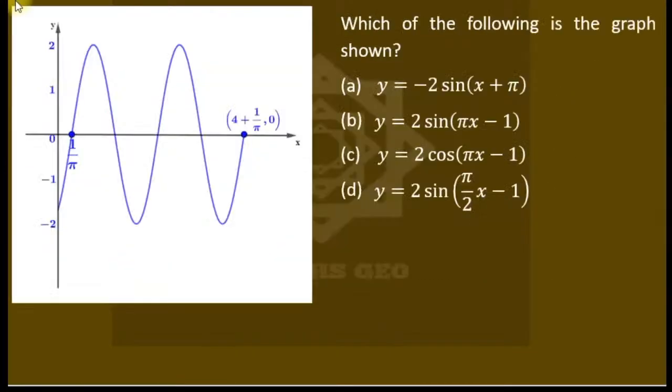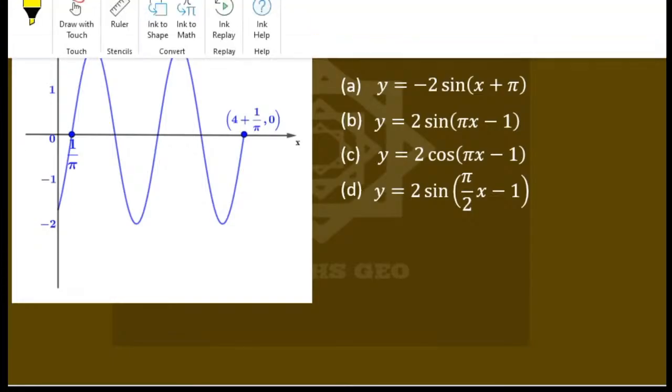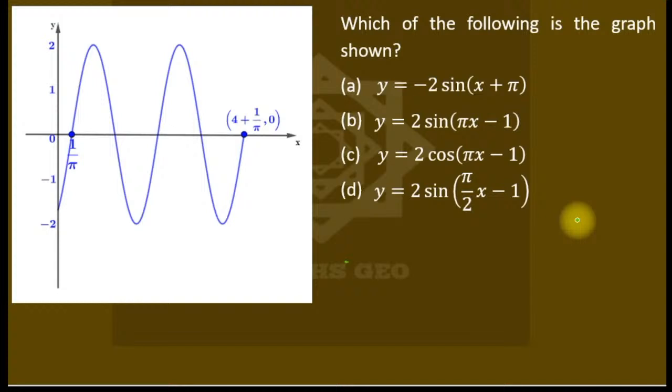So we're asked which of the following is the graph given. Looking at this, you see that this is a sine graph, but it's shifted 1 over pi to the right. It is a sine graph because it started from the origin and shifted. If you shift 1 over pi to the left, we'll get back to the original.